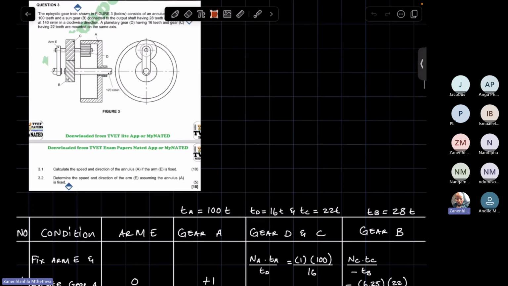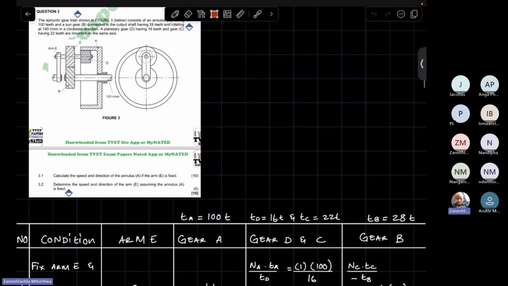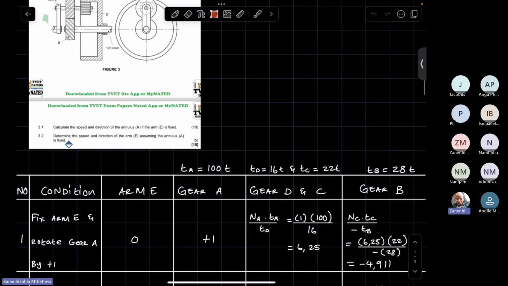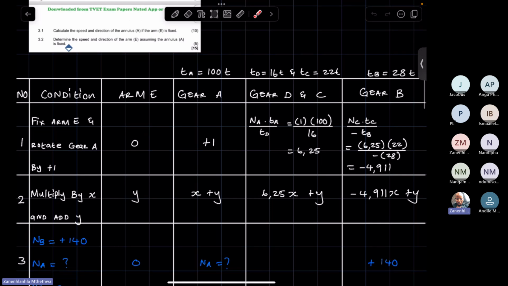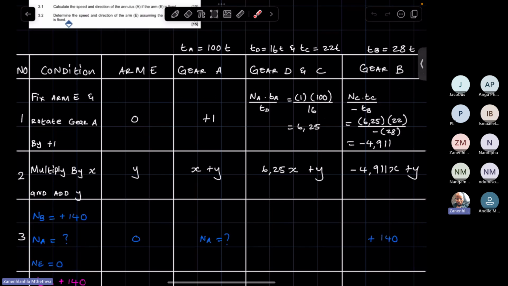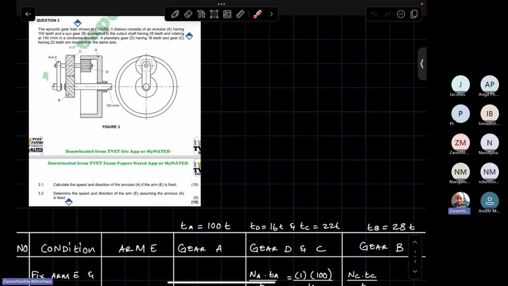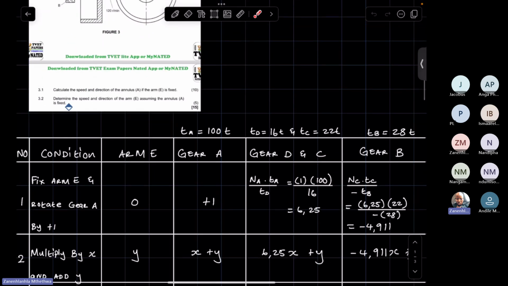Now, with epicyclic gears, you always have to draw this table. That's number one. On the table, this is where we tabulate any and all our information. On the first column, you have the number of the condition. The second column is the condition. And then you have the apparatus that exist on your epicyclic gear train.